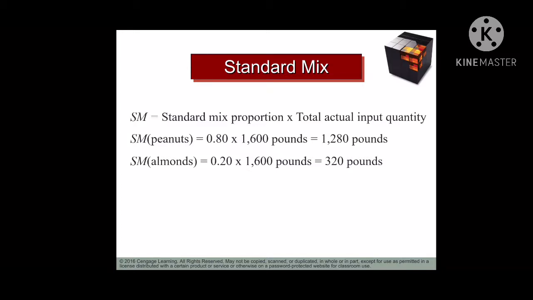Standard mix equals the standard mix proportion times the total actual input quantity. For peanuts, 0.8 times the actual quantity of 1,600 pounds equals 1,280. The standard mix for almonds is 20% times 1,600, which equals 320 pounds.